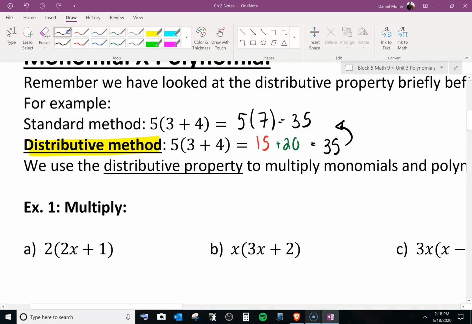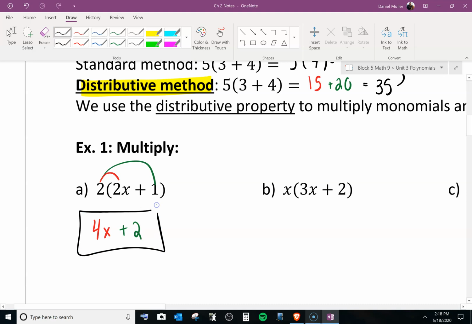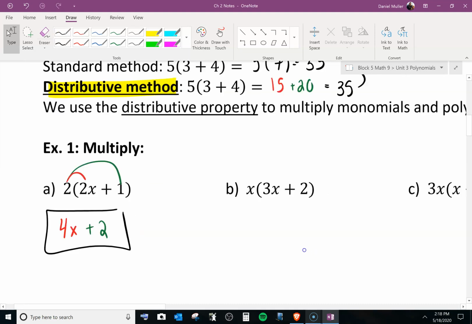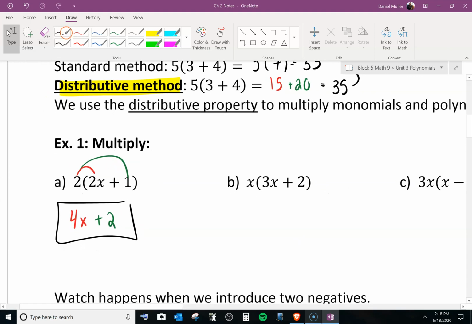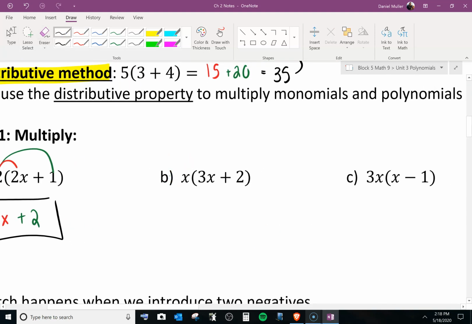Let's take a look at the first example. We're going to go 2 times 2x. So 2 times 2 is 4, and we have an x that's there. Then we've got a 2 times a positive 1. 2 times 1 is a positive 2. That's it. That's all it's going to take. And again, we're starting really, really small here, but it's good to get the hang of all of this stuff. Now I'm going to make this a 1x for b, just to make things a little bit easier.